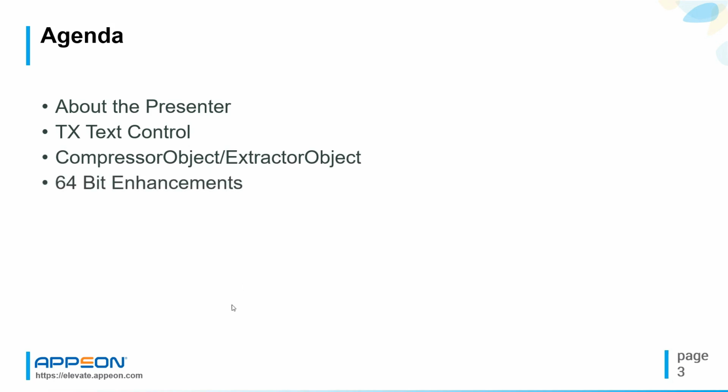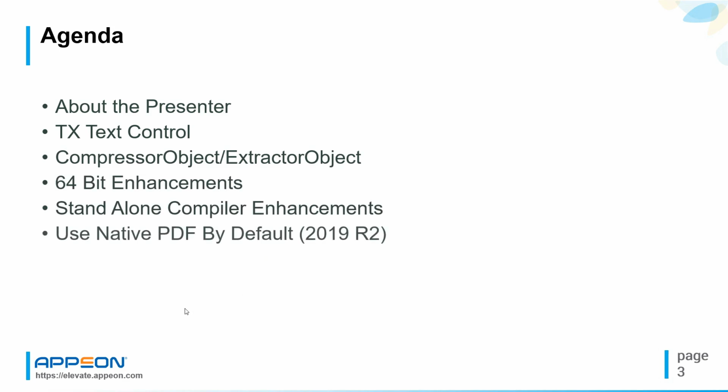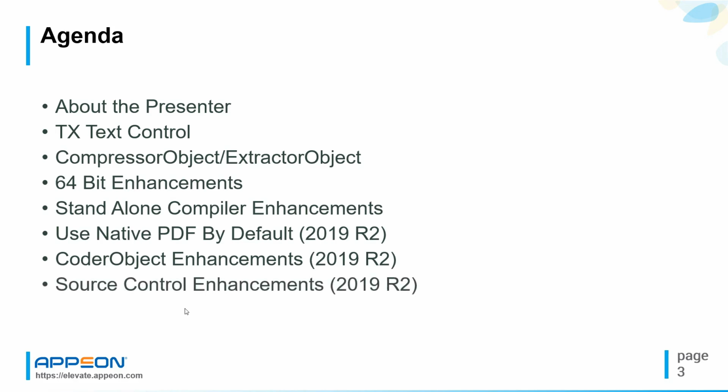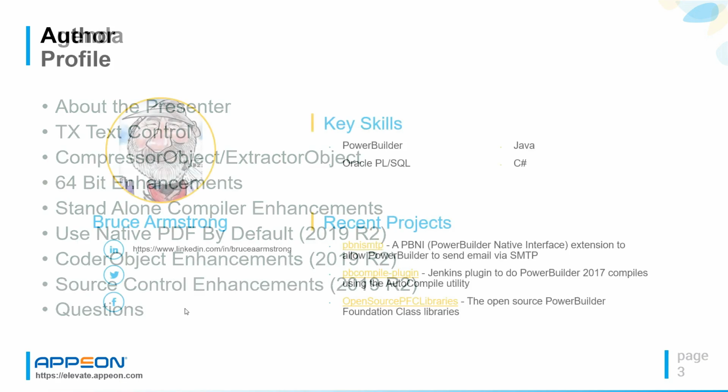We're going to talk about some changes with the TX text control, some changes with the compressor object, extractor object, 64-bit enhancements, the standalone and compiler enhancements, using native PDF by default, some enhancements to the coder object, some source control enhancements, and then we'll have questions and answers.